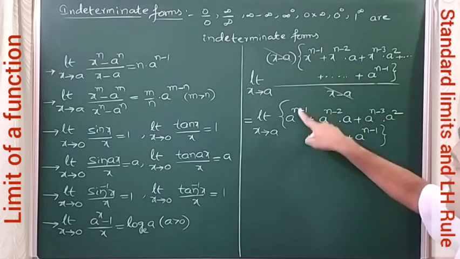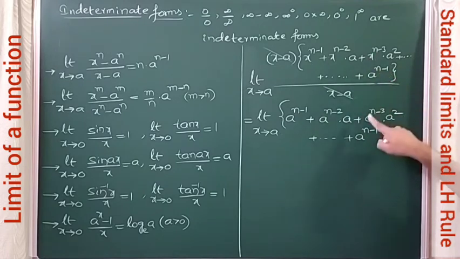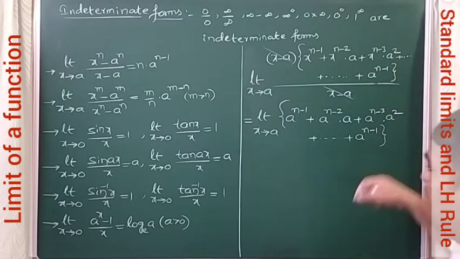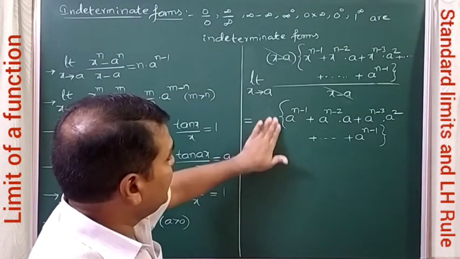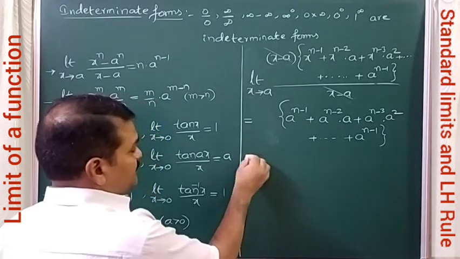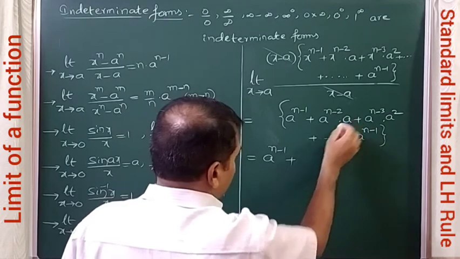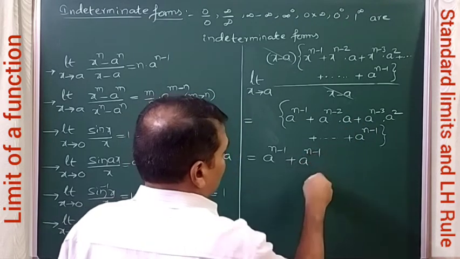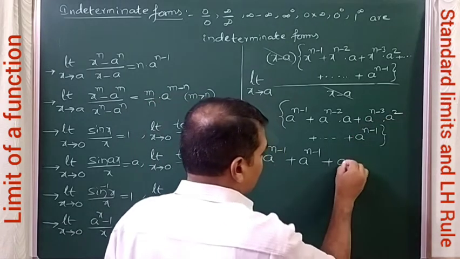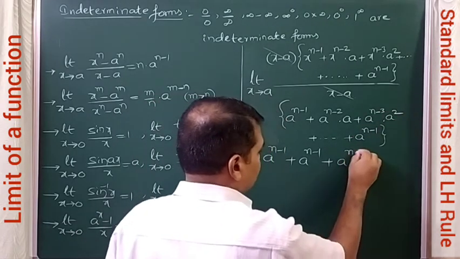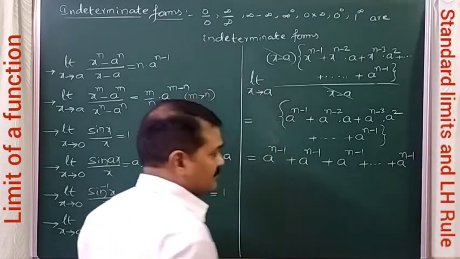So a power n minus 1, a power n minus 2 into a power n minus 3 into a square, and so on. When you apply the limit, you will get like this. Now you can see that first, a power n minus 1. Bases are same, adding the powers: a power n minus 2 plus 1, a power n minus 3 plus 2. So in every place you are getting a power n minus 1 only.